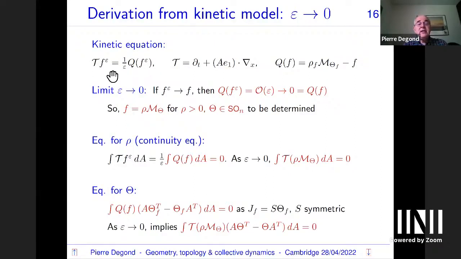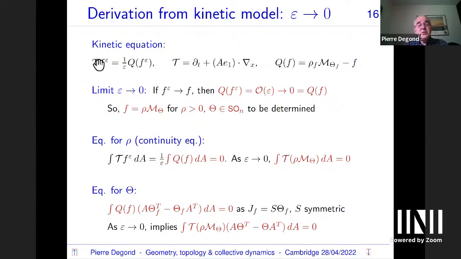So you can write the kinetic equation in two parts. The left-hand side is the transport part, and the right-hand side is the collision part. And you see the epsilon is here, so that when epsilon goes to 0, obviously you should lie in the zeros of Q. And if you look at the zeros of Q, they will be just the functions that are proportional to rho and theta, right? So any guy of this form is in equilibrium. And now you need to determine which is rho and theta.